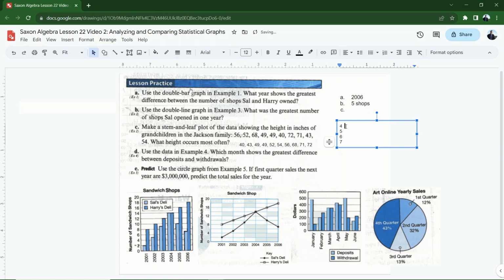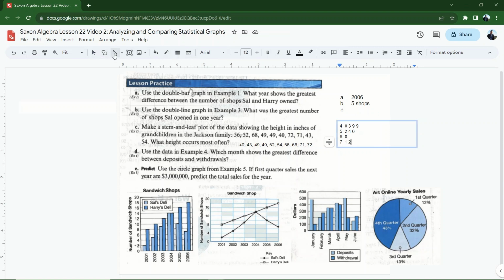And then what we're going to do is over from the stems, I'm going to look at all of my 40s: 40, 43, 49, 49, and I'm going to write each of the digits that's after the 4 as a leaf. 0, 3, 9, 9. Okay? For 5s, I'm going to do 2, 4, 6. For 6s, I'm going to do 8. There's only one. It's an 8, 68. Okay? And for 7s, I'm going to do 1, 2. This is my stem and leaf plot.